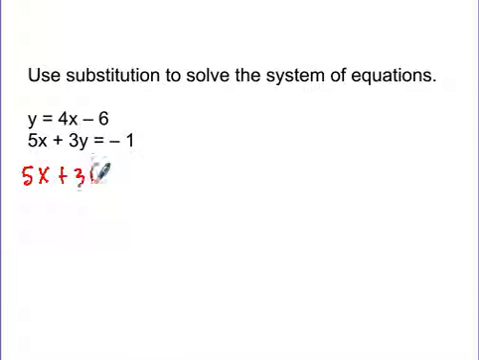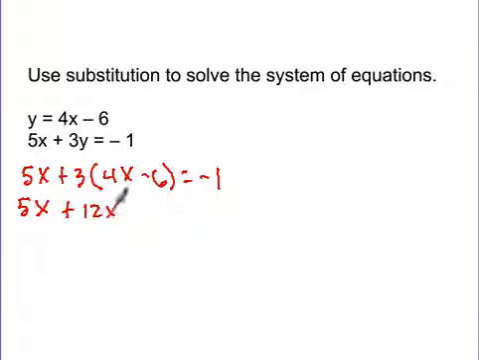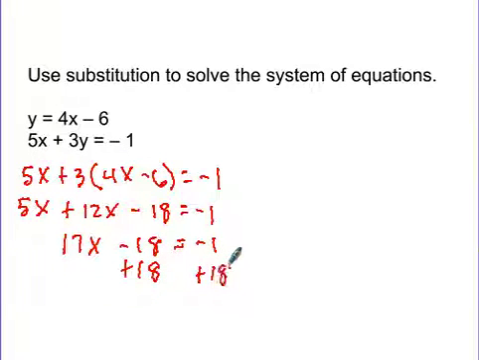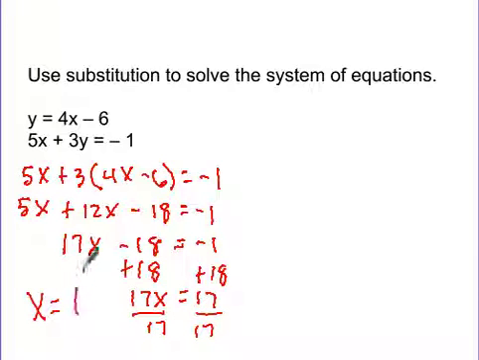5x plus 3 times (4x minus 6) equals -1. 5x plus 12x minus 18 equals -1. Add 18. So 17x equals 17. That leaves us with x equals 1. There's our first part of our solution.